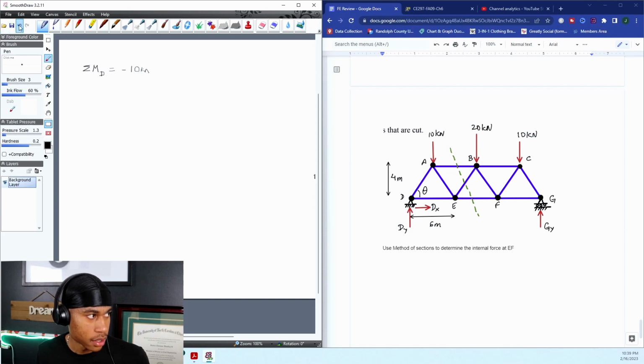I really don't want to write all that out, so it's minus 10 kilonewtons, so you know what I'm doing, times 3 meters. And then minus 20 kilonewtons times, okay, we've got 6, and then another 3 because it's in the middle, and that's our perpendicular distance. So that's going to be 9.